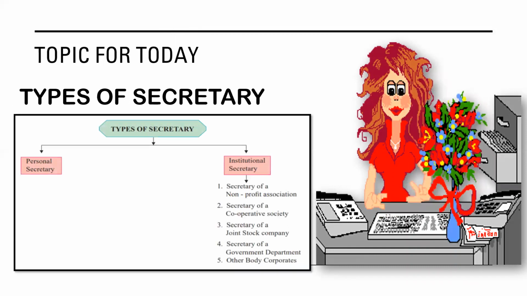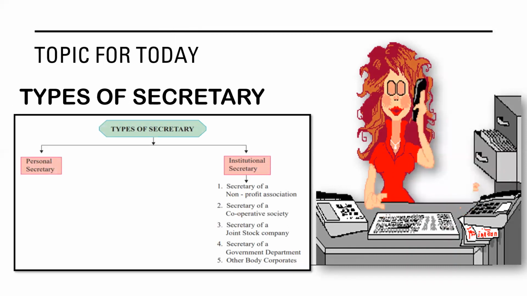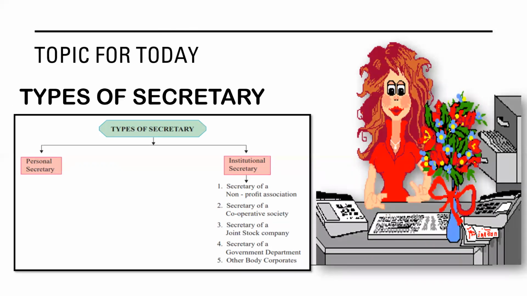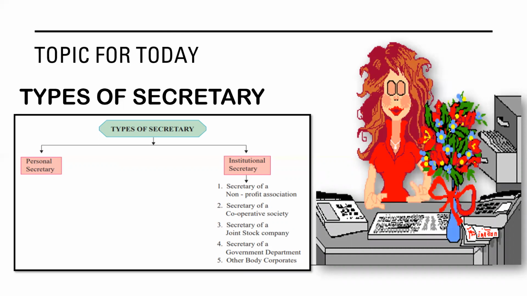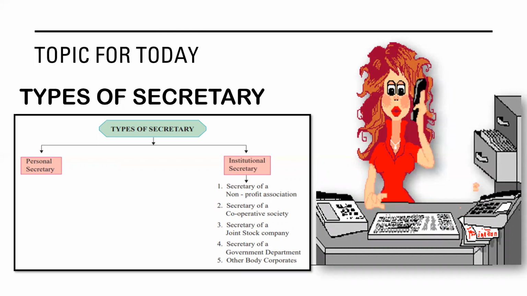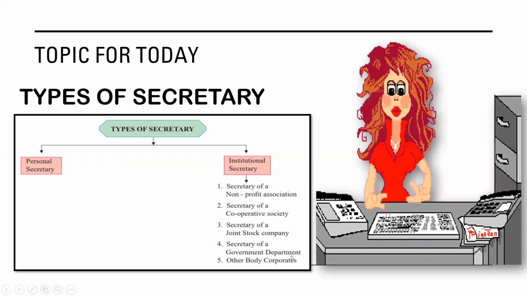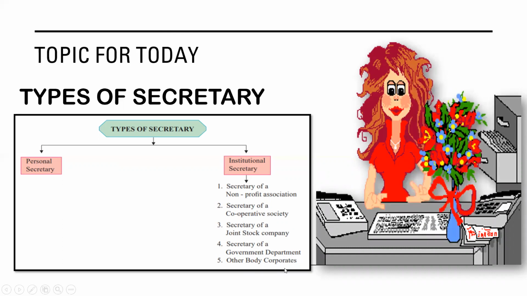Now in your textbook, you have this particular diagram on types of secretary. When we were doing features of secretary, at that particular time, we already covered these 2 types. So basically, secretary is of 2 types. One is personal secretary and the other is institutional secretary. Under institutional secretary, you have 5 types. Secretary of non-profit association, secretary of a cooperative society, secretary of a joint stock company, secretary of a government department, and other body corporates.